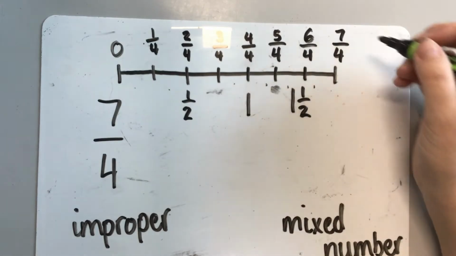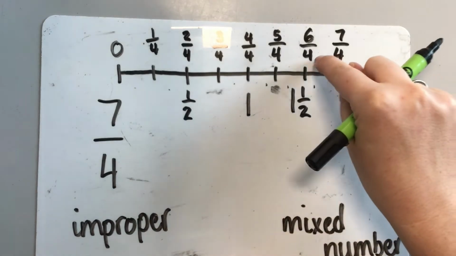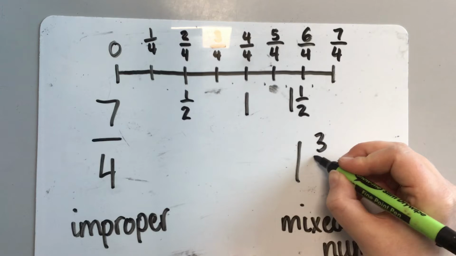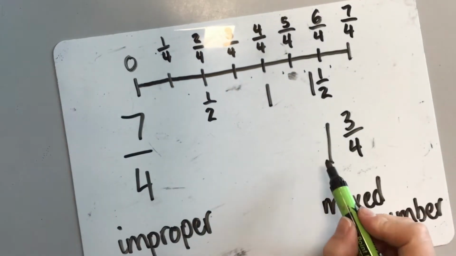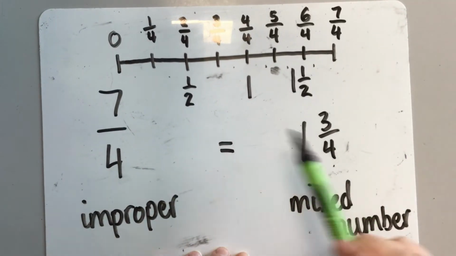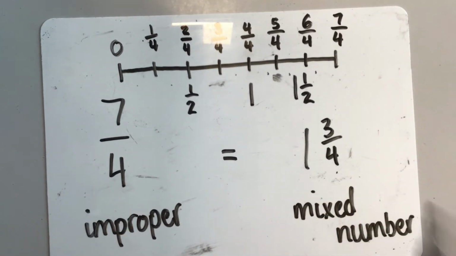But we had 7 quarters, so 1 1/2, add another quarter, or 6 quarters, add 1 more quarter, will give us that answer again that we had of 1 3/4. 7 quarters and 1 3/4 are equivalent. They are the same. They mean the same thing. They're just written in 2 different formats, okay?